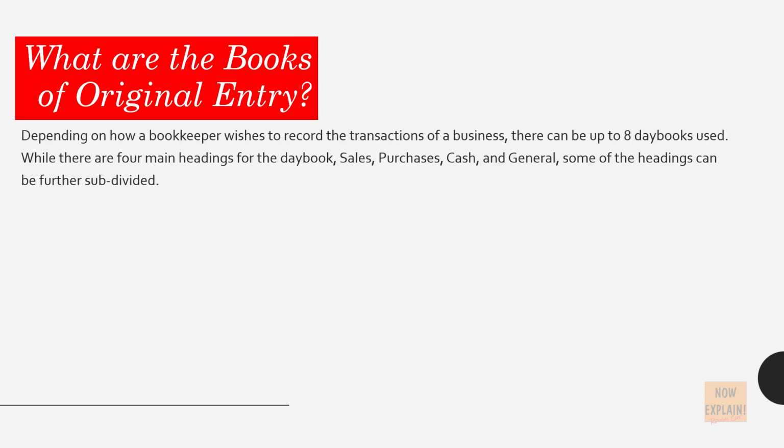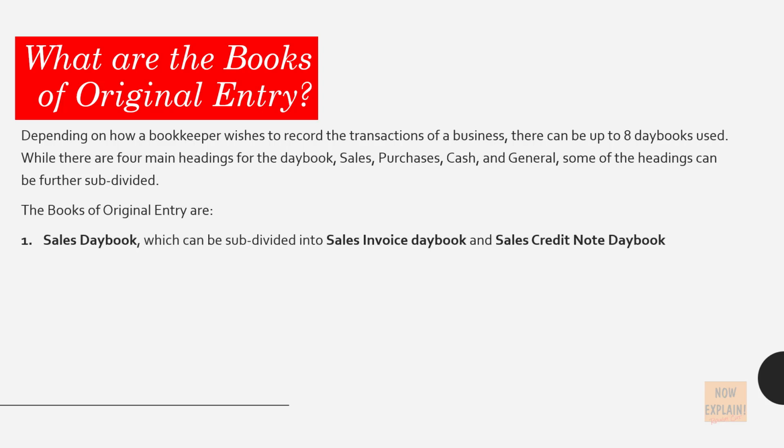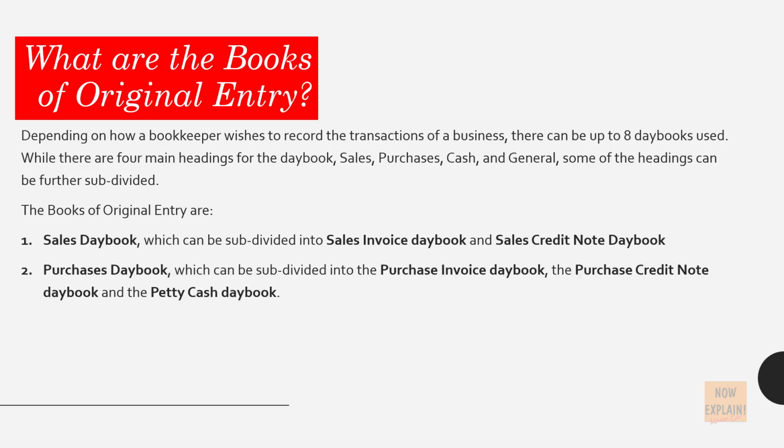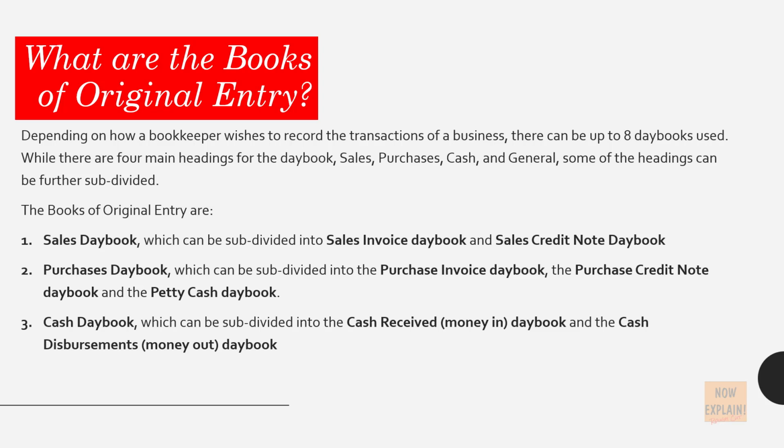What are the books of original entry? Depending on how a bookkeeper wishes to record the transactions of a business, there can be up to 8 daybooks used. While there are 4 main headings for the daybook, sales, purchases, cash and general, some of the headings can be further subdivided. The books of original entry are the sales daybook, which can be subdivided into sales invoice daybook and sales credit note daybook. Purchases daybook, which can be subdivided into the purchase invoice daybook, the purchase credit note daybook and the petty cash daybook. The cash daybook, which can be subdivided into the cash received, money in daybook, and the cash disbursements, the money out daybook. And then we have our general journal daybook, which is where everything else is recorded.